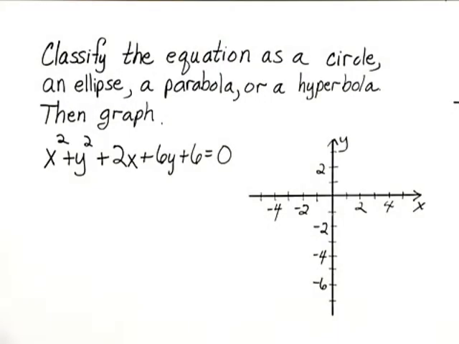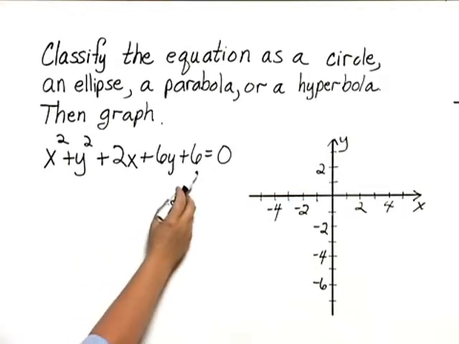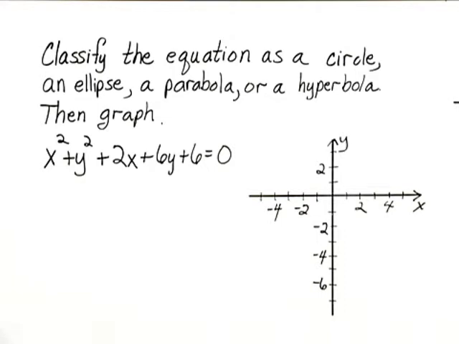Classify the equation as a circle, an ellipse, a parabola, or a hyperbola. Then graph. We have the equation x squared plus y squared plus 2x plus 6y plus 6 equals 0. We have two squared terms, an x squared and a y squared.